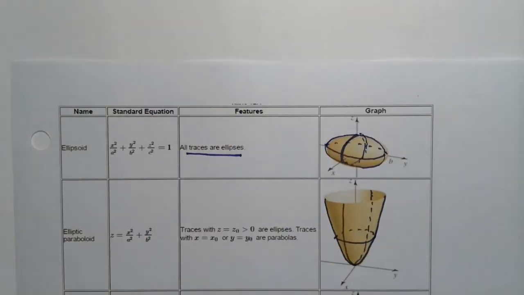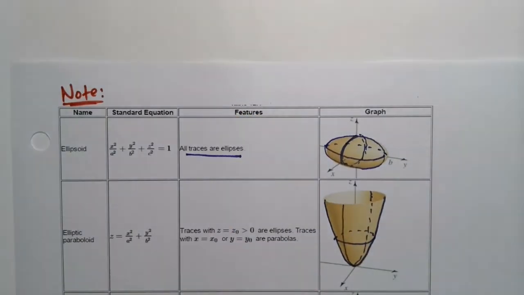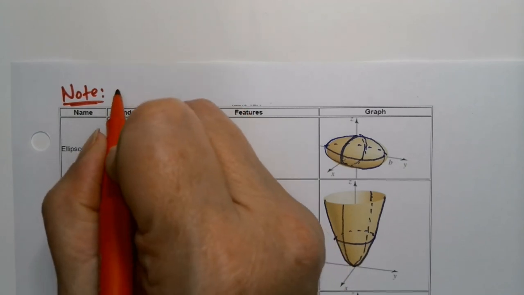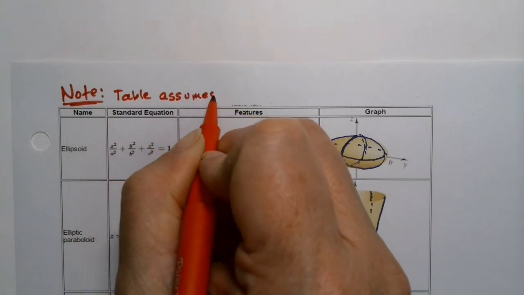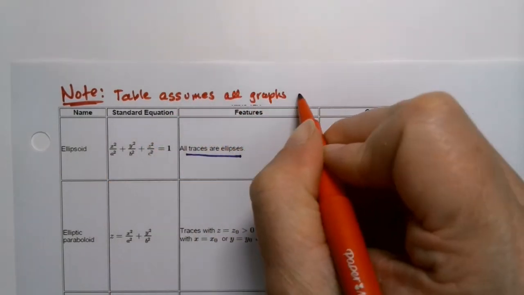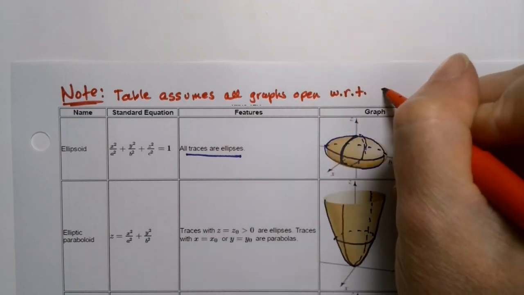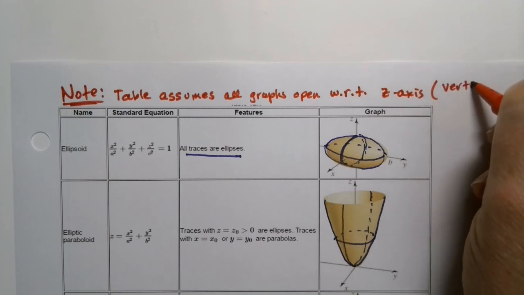That's why it's opening in the z direction. So we better make a note at the top, because these are just standard forms, but you could write them in another way. So this table assumes that all graphs open with respect to the z-axis. In other words, they're vertically oriented.